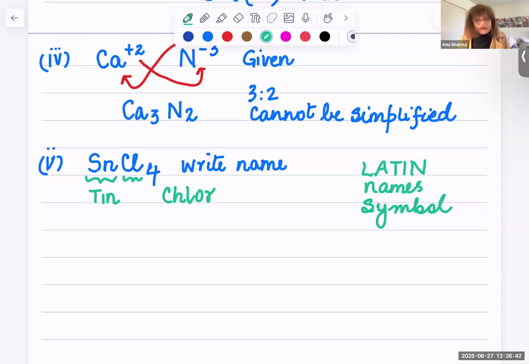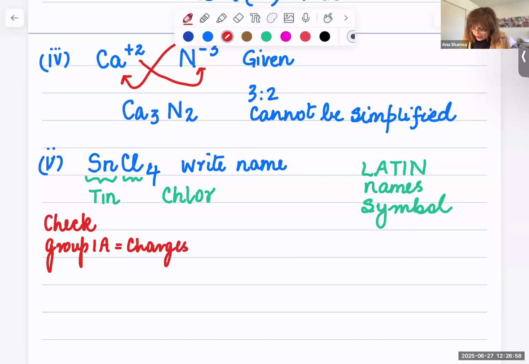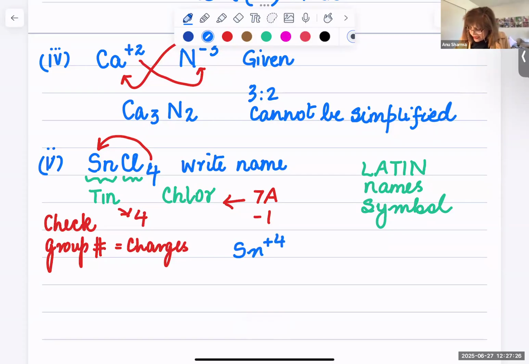Now, with tin, always check the group number, and that group number relates to the charges. Group number and the charges match. So chlorine is coming from 7A, so the charge is going to be -1. Now tin, remember this is coming from the top of tin, so that means for tin it is going to be 4. +4 charge for tin. So now it becomes easy. Tin is +4 state and chlorine is -1 state. So the name of this one is tin(IV) chloride.